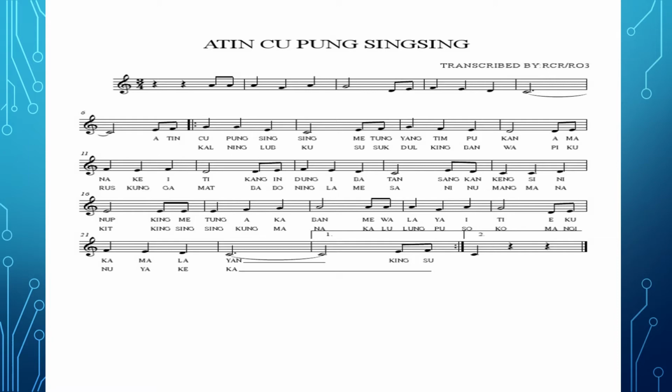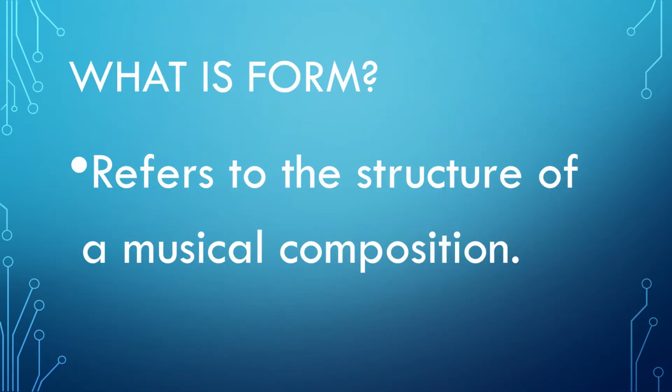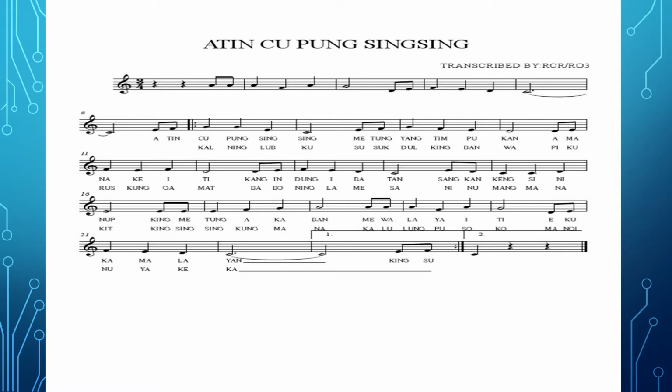When we talk about the number of verses along with the structure of the music score, we are referring to what we call form. What is form? It refers to the structure of a musical composition. If the song has only one tune, or the same tune, and it has 2 or more verses with different words or lyrics each verse, we are talking about the musical form called strophic.